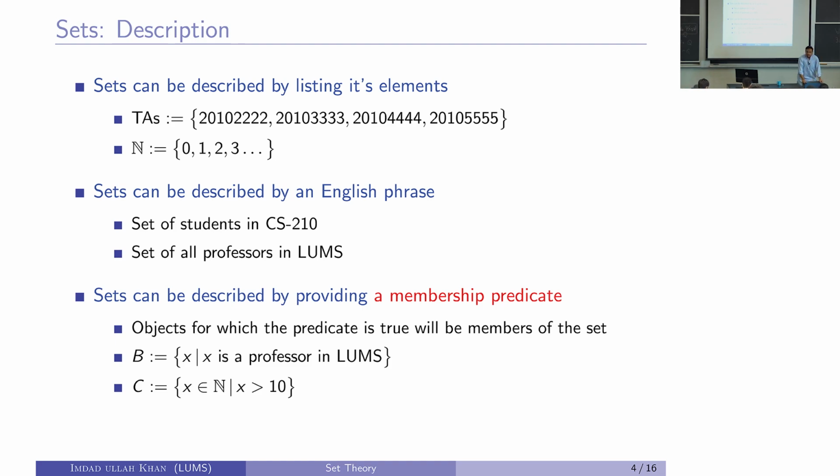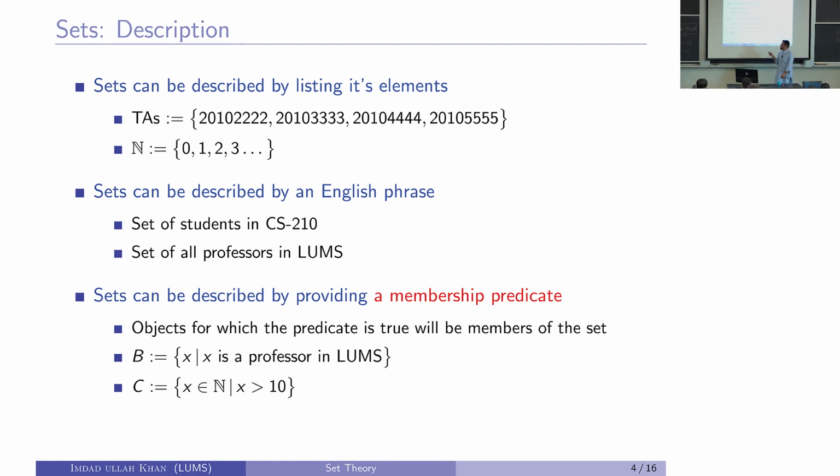Because Pythagoras is not a professor at LUMS, right? So this predicate is false for Pythagoras. So we know who is in, who is out. This gives us a membership criterion. Membership predicate is like the gatekeeper of these sets, right? They allow some people in and others not in.